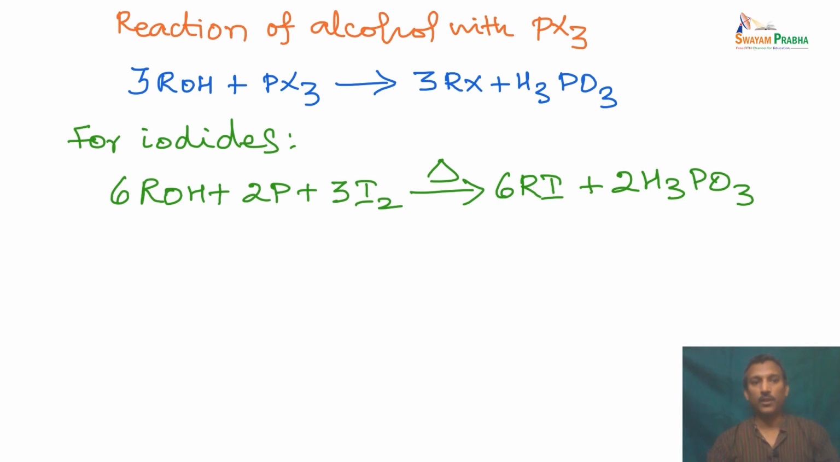We now saw the preparation of alkyl iodides from the alcohols. Here the stoichiometric reaction is written with a completely balanced equation. So 6 molecules of the alcohol react with 2 phosphorus molecules and 3 iodine molecules to produce 6 alkyl iodide plus 2 H3PO3. So this is the balanced reaction for this preparation of alkyl iodides.